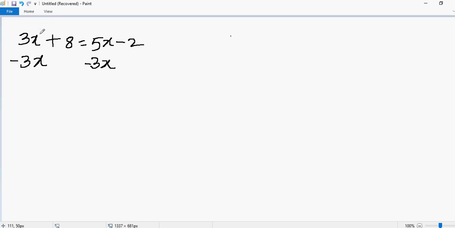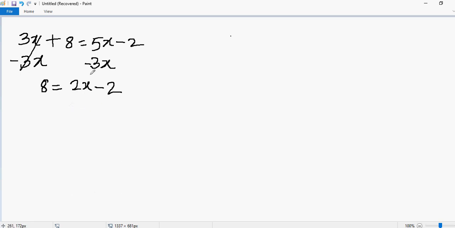Now, look how I got rid of 3x. The positive 3x and negative 3x cancel out each other. And here I will bring down 8, that is plus 8, but I can just write this as 8 equal to 5x minus 3x, which will be 2x, and then I have negative 2.